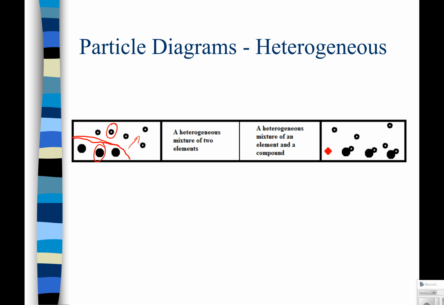Same thing with the one on the right. They're not evenly mixed because we can pretty much draw a line through here and separate everything, one on the bottom, one on the top. We know that this is an element because it's one single atom. And this is a compound because we have two or more atoms combined in a set ratio. In this case, it looks like it's 1:1.